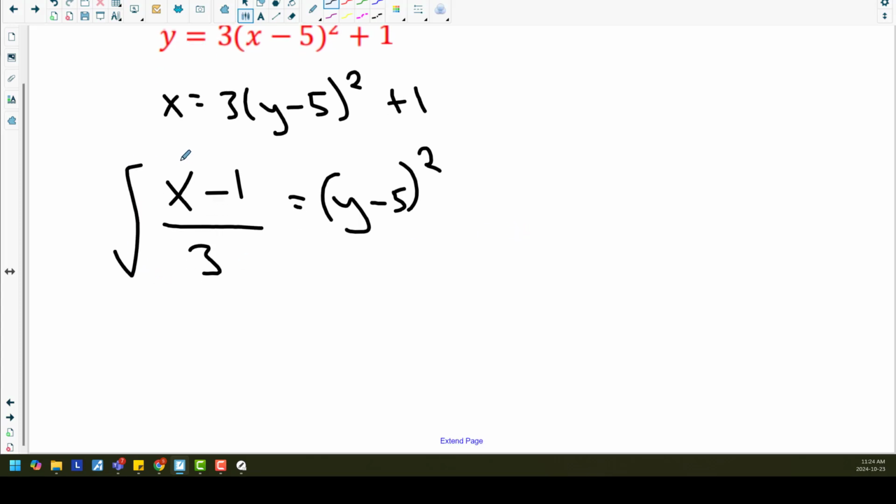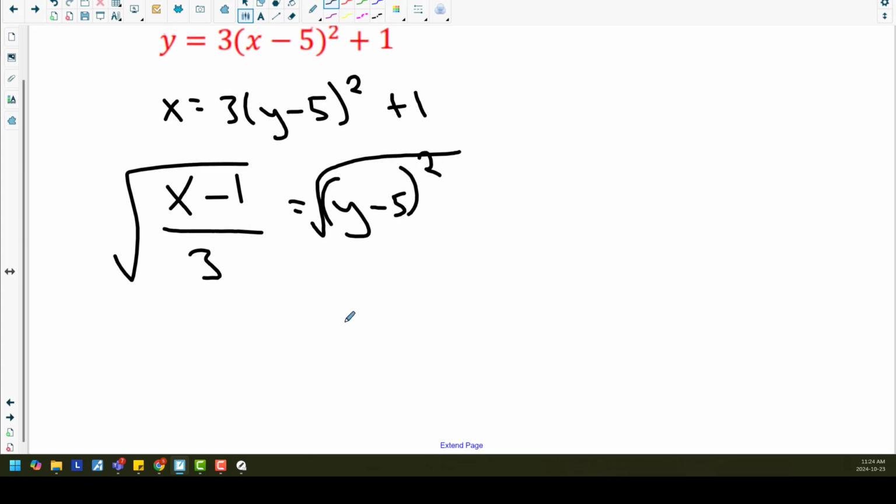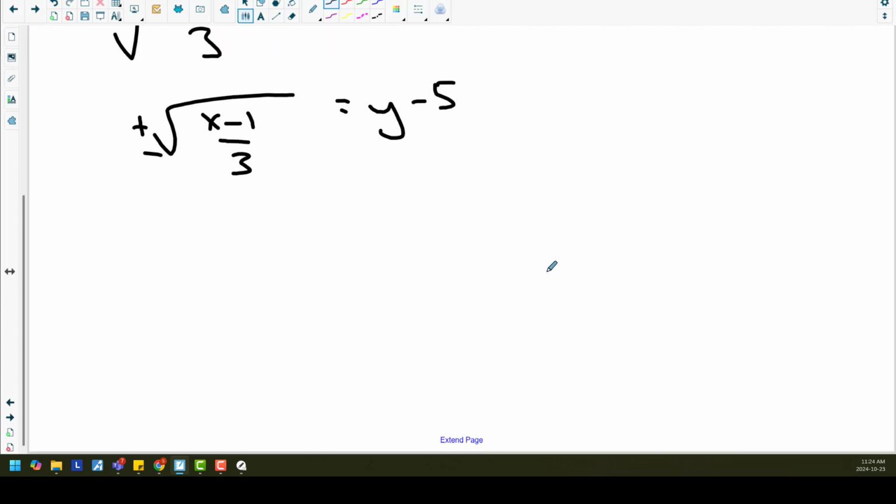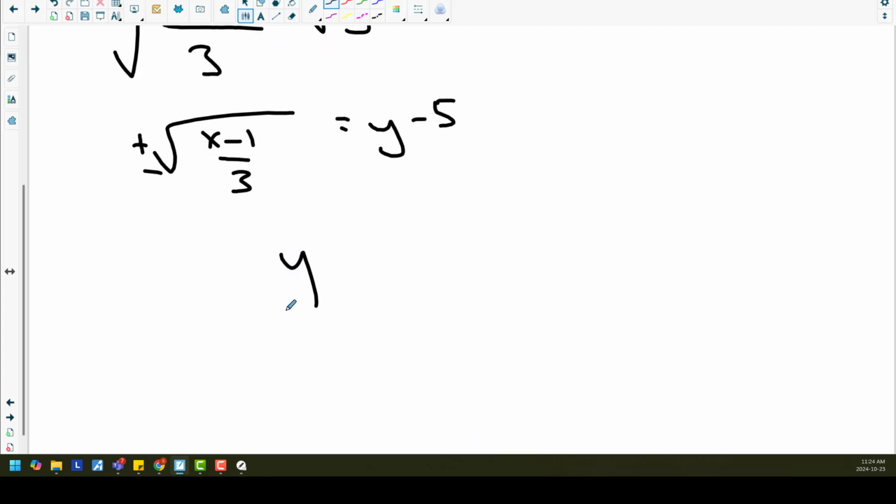At this point, we're going to take the square root of both sides. And remember, square root and square, they cancel out. So we just have y minus 5 on this side. And on this side, we have the square root of (x minus 1) over 3. And whenever you have a square root, make sure you are putting that plus minus sign in front. And now bring the 5 over. And at this point, it's up to you if you want to write the 5 in front or after the square root term. That doesn't really matter. All that matters is this is the equation.